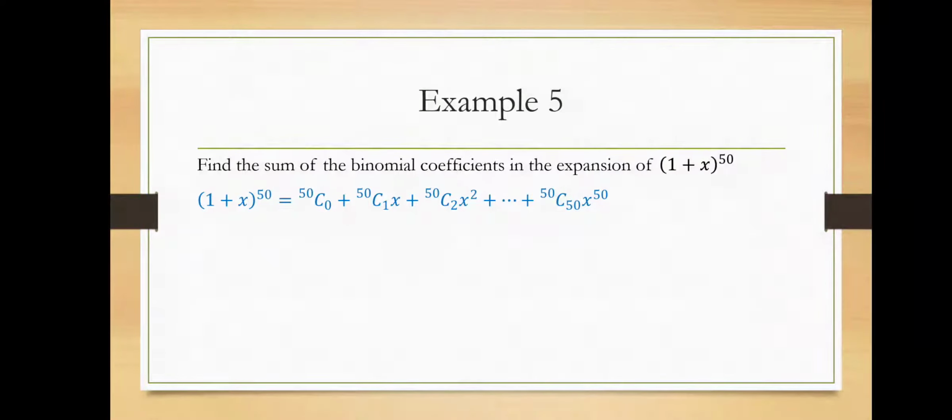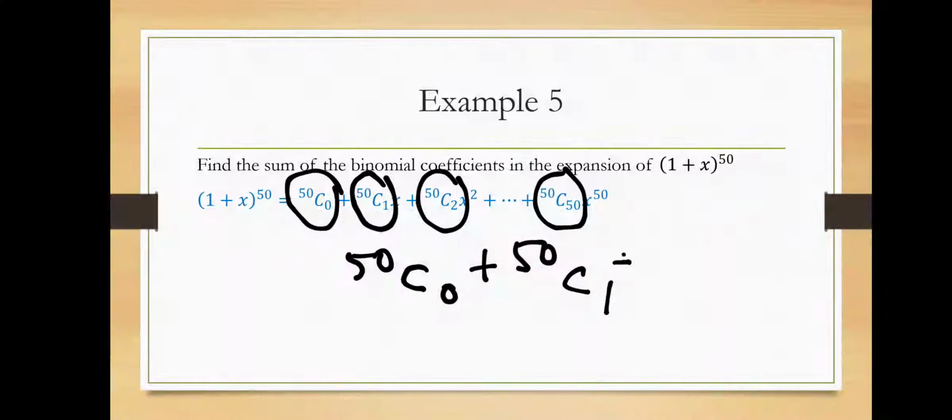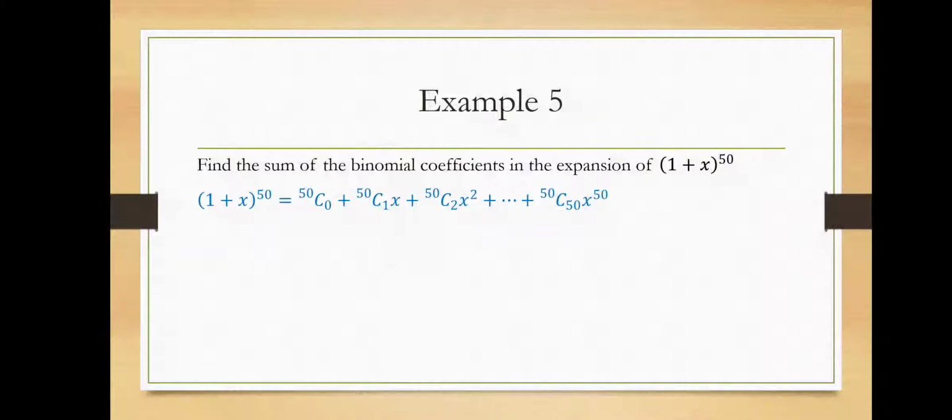Now it is asking to add up all the binomial coefficients. What do you mean by binomial coefficients? This one: only the number part in the expansion, leaving the variable. So this is called the coefficient, and I have to add up all the coefficients, like 50C0 plus 50C1 plus 50C2 plus so on up till 50C50. That's exactly what the question is asking. Now obviously there's a formula for it.